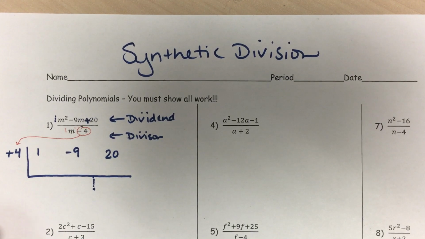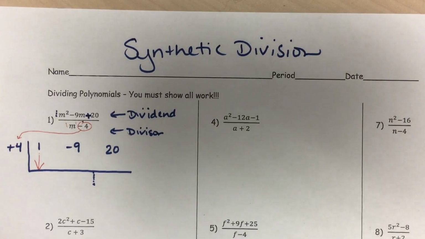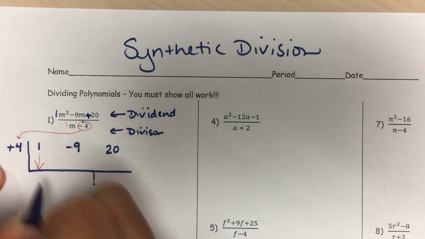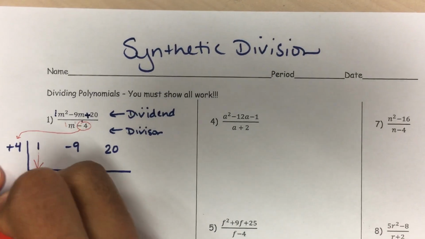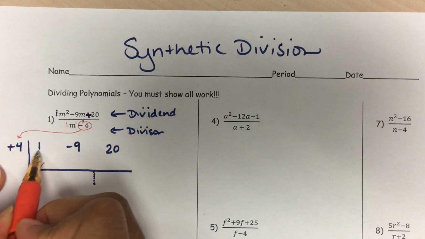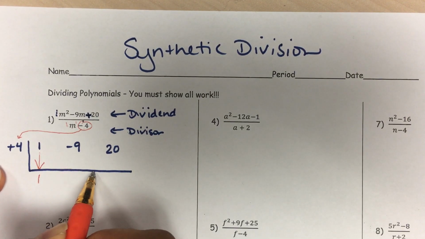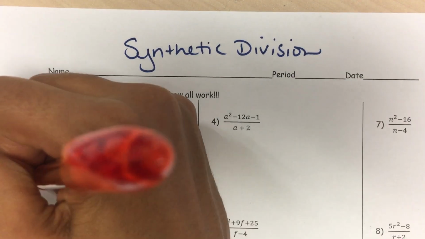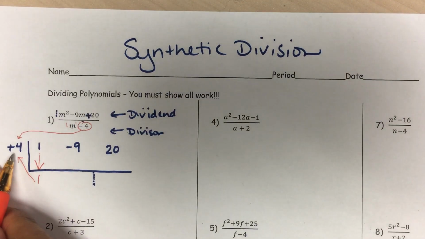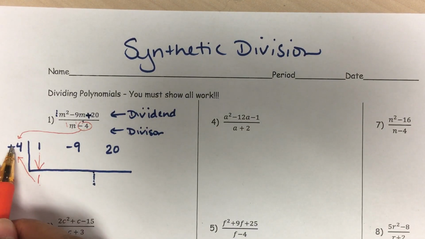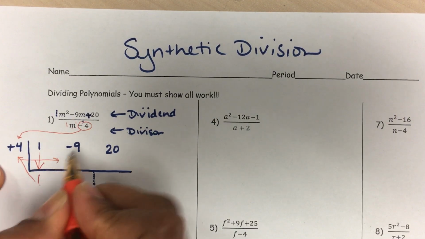Step 1 for dividing. Drop it like it's hot. Bring that 1 down. Now, whatever ends up below this bar is going to be multiplied by this number here outside. So 1 times 4 equals what? 4.